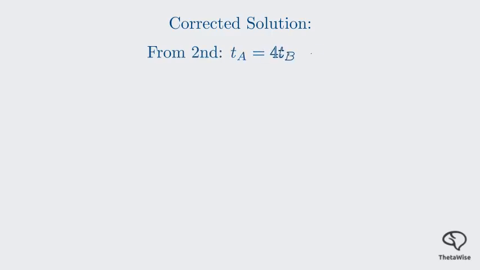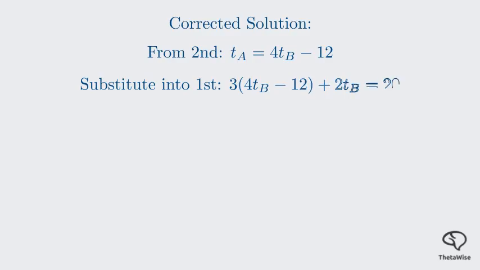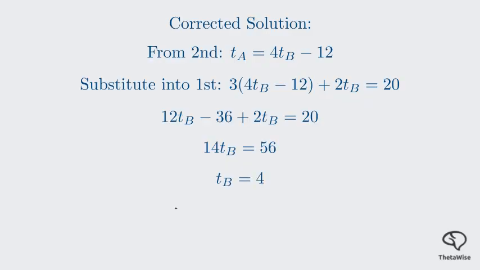My apologies for the error. Let's solve the system correctly. From the second equation, TA is 4 TB minus 12. Substitute into the first: 3 times (4 TB minus 12) plus 2 TB equals 20. 12 TB minus 36 plus 2 TB equals 20. 14 TB equals 56. TB equals 4. Then TA equals 4 times 4 minus 12, which equals 4.